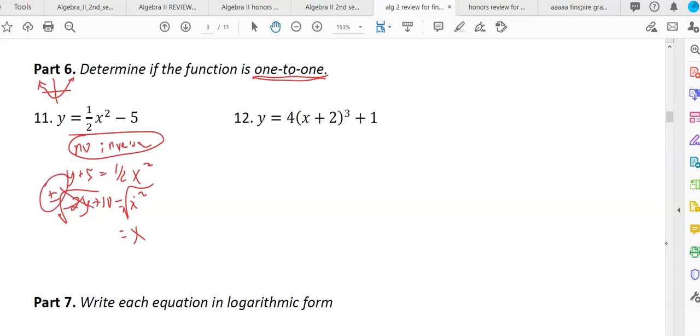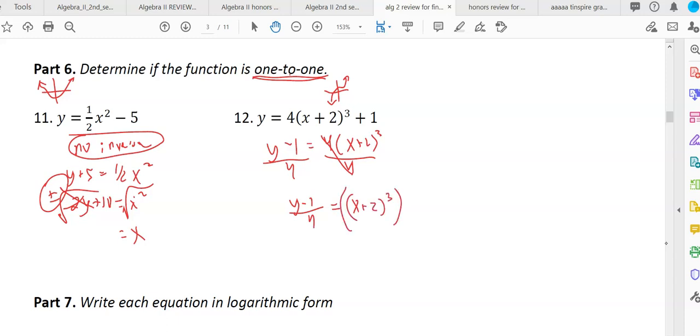You could think about it graphically as well. Just roughly, I'm not sure exactly what this graph looks like. Probably something like that. I'm thinking this probably is going to pass both tests, but let's just see. If we solve for x, let's see what happens. So we get y minus 1 equals 4 times x plus 2 to the third. Divide by 4. What I care about is I get one function here when I do this. So I have y minus 1 over 4 equals x plus 2 to the third.